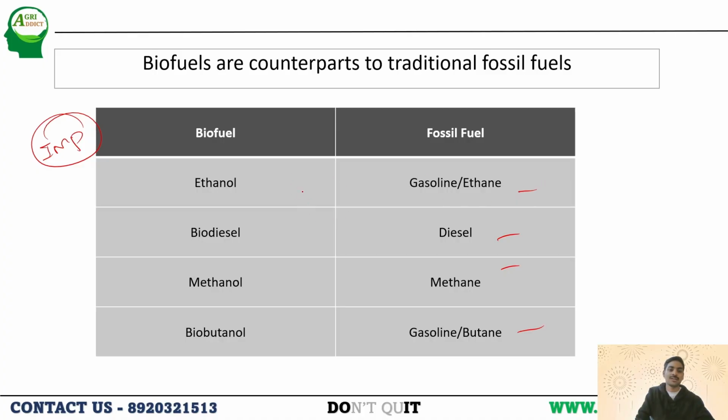But what are the alternates as a biofuel? It is ethanol, biodiesel, methanol, and bioethanol respective to each other. Okay, make a note of it.